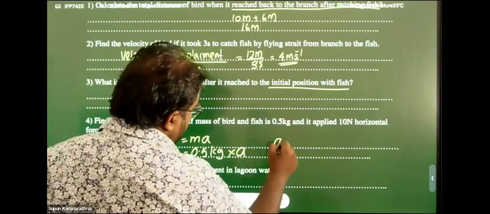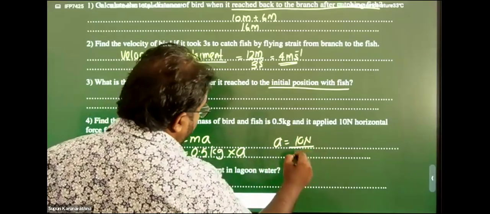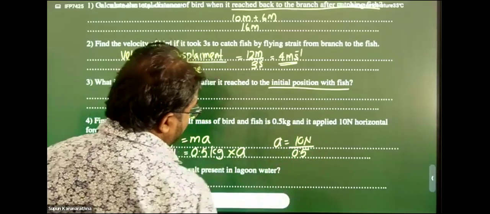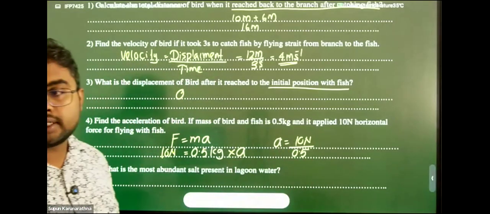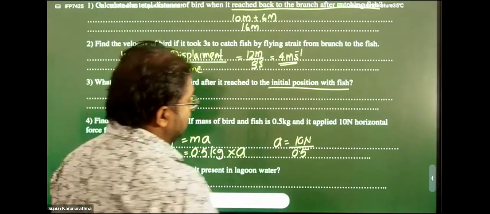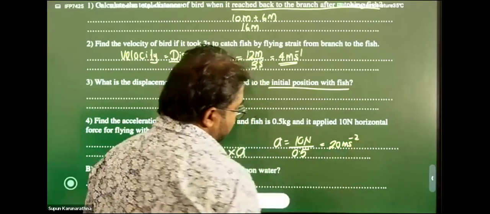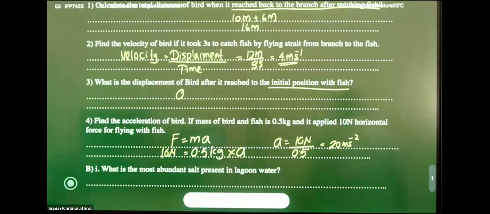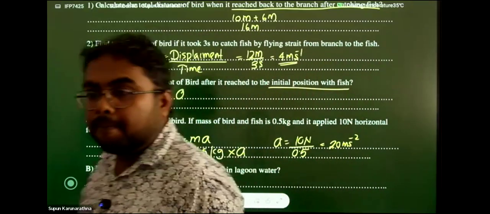So you can substitute the a, then it comes 10 Newton divided by 0.5. 10 Newton divided by 0.5. So what is the answer? Right, answer is 20 m s^-2. It should be 20 m s^-2, right?